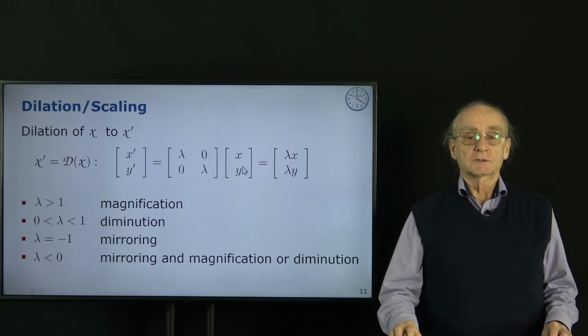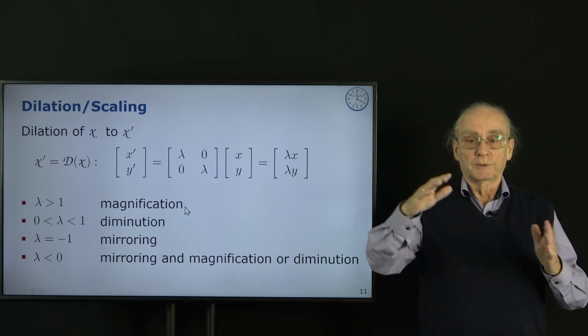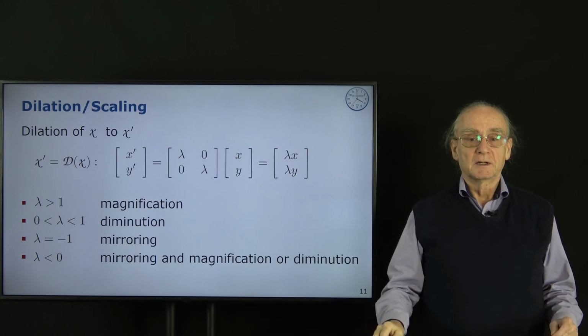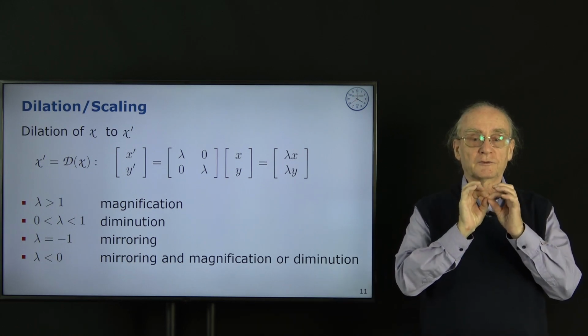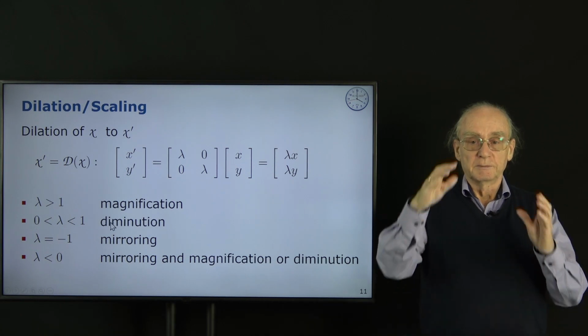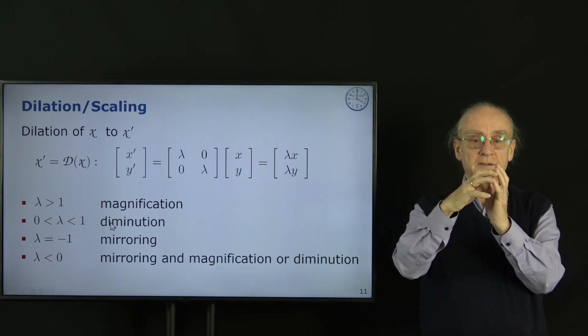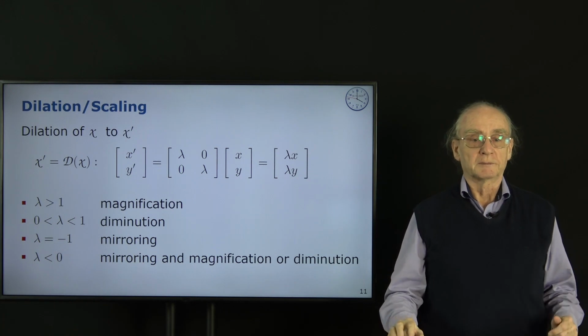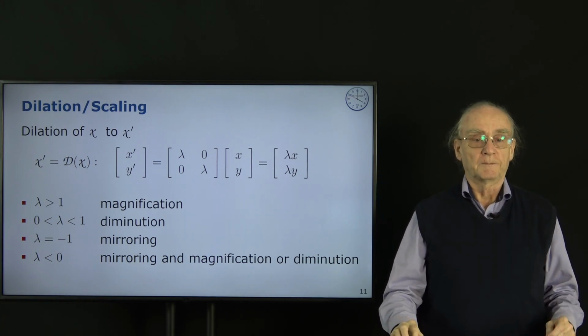And you can write this also as a matrix vector product in this way. So, of course, we have different cases. If lambda is larger than 1, we have a magnification. So we increase the size and keep the origin fixed. If we have a value between 0 and 1, it's a diminution. That means it shrinks to the origin. Of course, if lambda is 0, it shrinks to the origin.